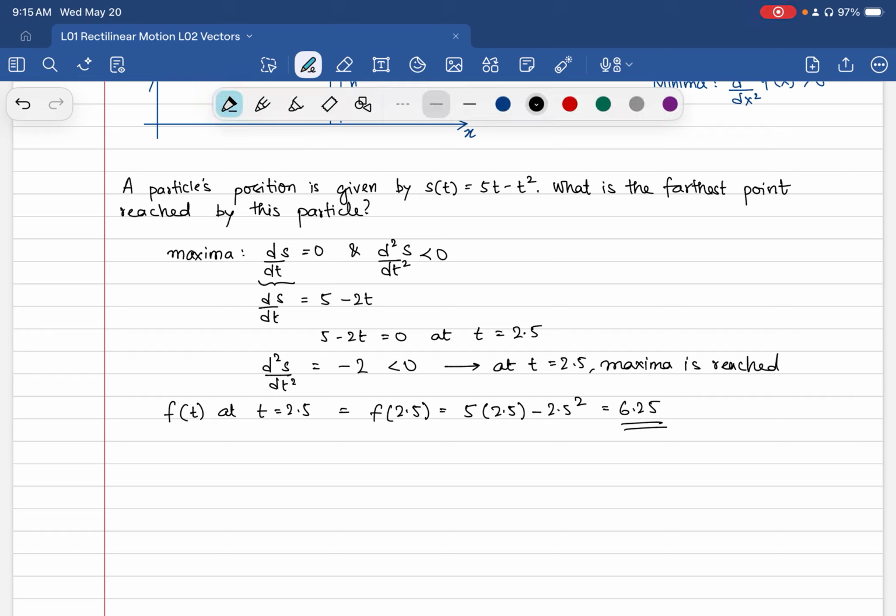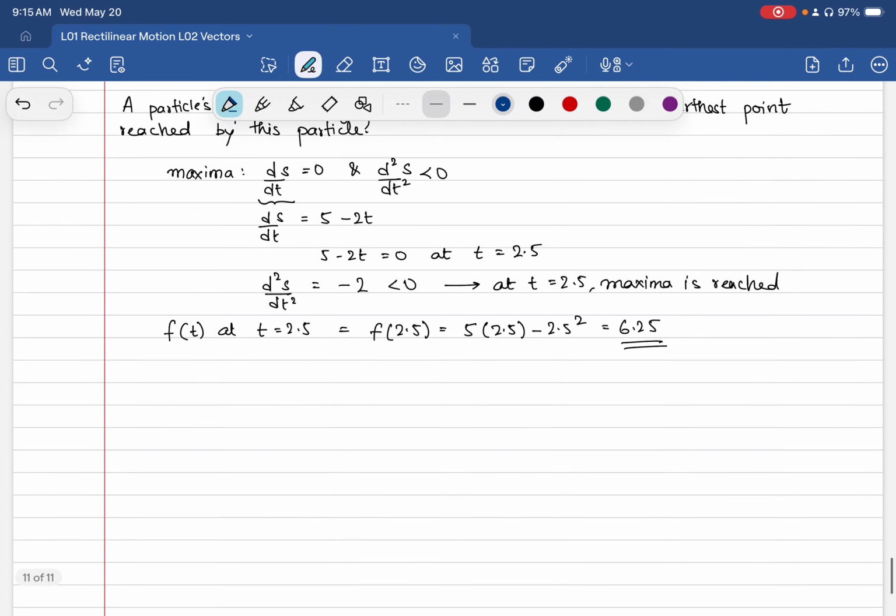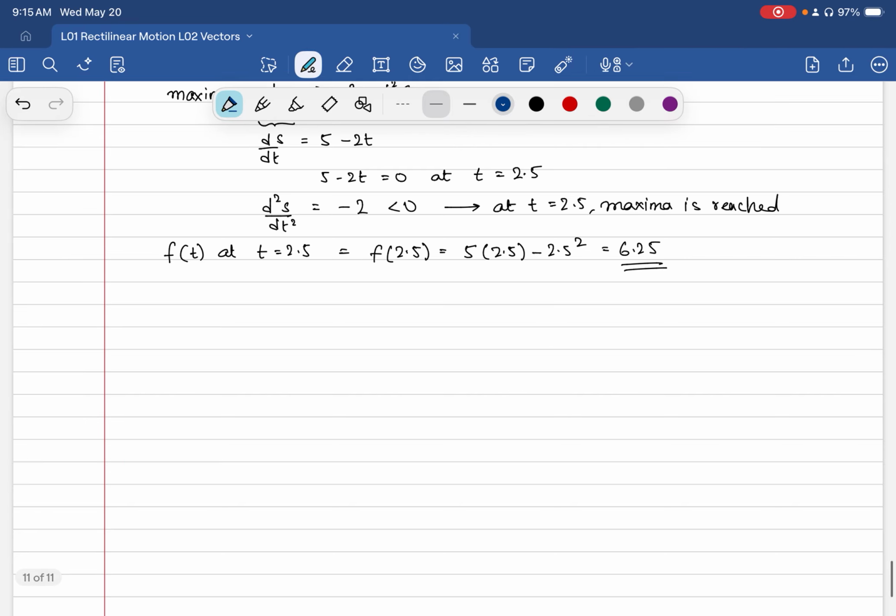Worth noting here is that when you say ds/dt is equal to zero, it's essentially saying that the velocity is zero, right? So every time the particle is at rest, it is at either its maxima or its minima. In this case, it is the maxima because the second derivative is less than zero. Okay, that's a bit of a review. Let's now move to vector differentiation.